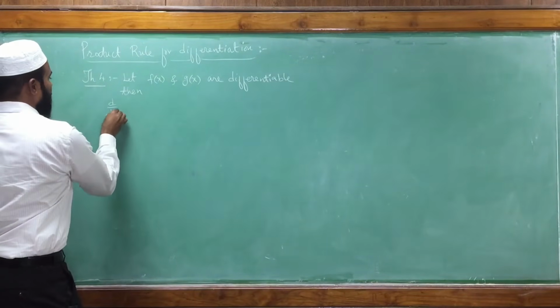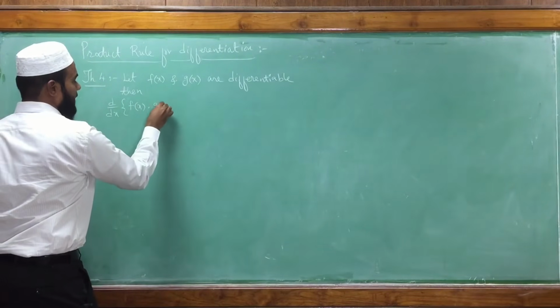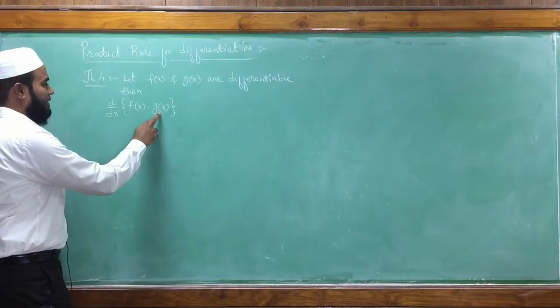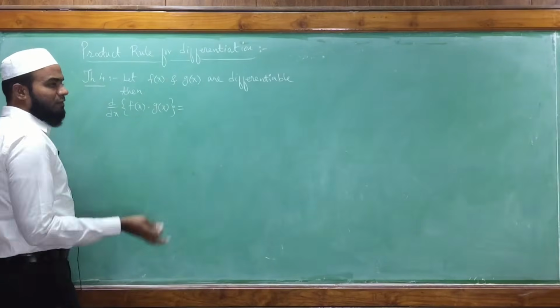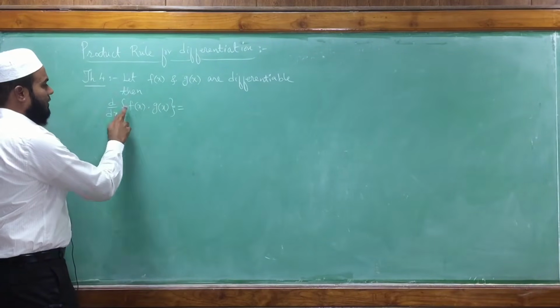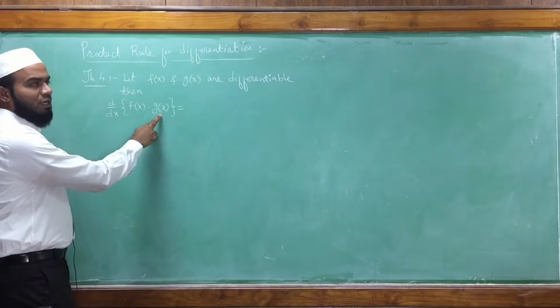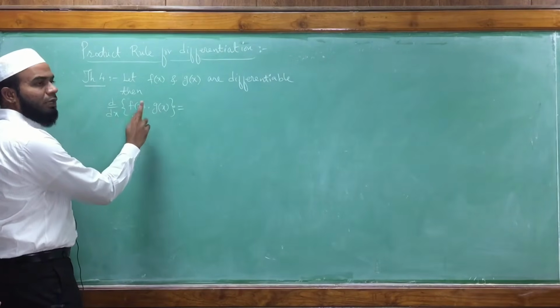d by dx of f of x into g of x. I am considering the product of these two differentiable functions f of x and g of x. Then the derivative of the product is nothing but, previously if addition or subtraction was there, then we found the derivative of f of x plus or minus the derivative of g of x. We are not supposed to do like this here. Here we have to differentiate only one function at a time.